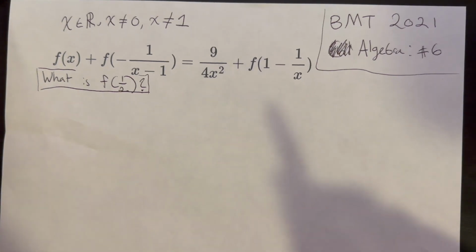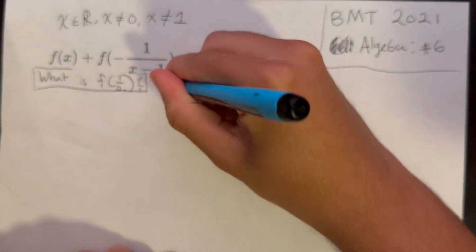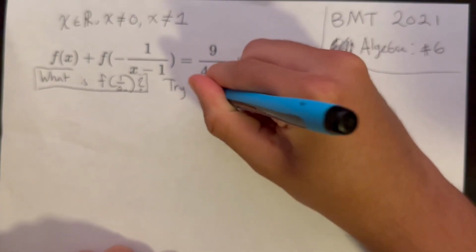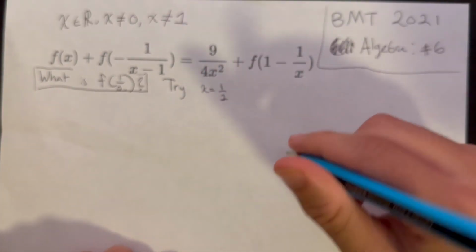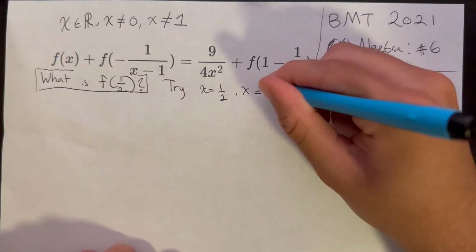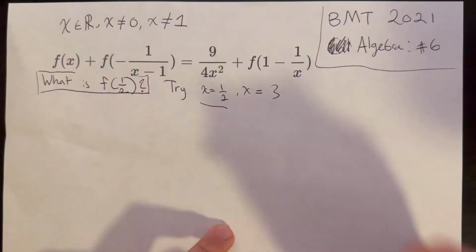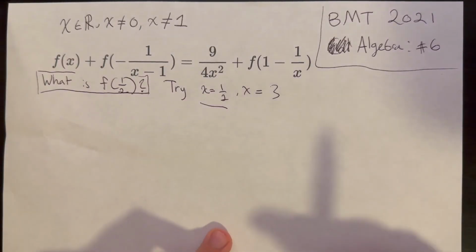So there's a couple ways of approaching these problems. If you want to try it yourself, my hint would be to try certain values, like try x equals 1/2 maybe, or try x equals, let's say, 3. Try numbers to get a feel of what's happening in the problem. And that's actually exactly what we're going to do. So my approach to this problem is to just try plugging in x equals 1/2 and let's see what happens.